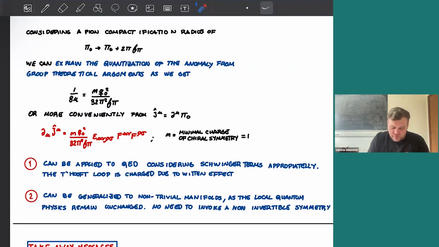Well, there has also been a little talk about this ABJ anomaly example in the generalized symmetries community lately. But in this setup, one can see that this idea can also be generalized to non-trivial manifolds, as the local quantum physics actually remains unchanged. Namely, if you're talking about a compact manifold with non-trivial topology, then one can always look for a region inside that manifold where this story is indeed true. So there is no need to invoke a non-invertible symmetry to explain the ABJ anomaly.